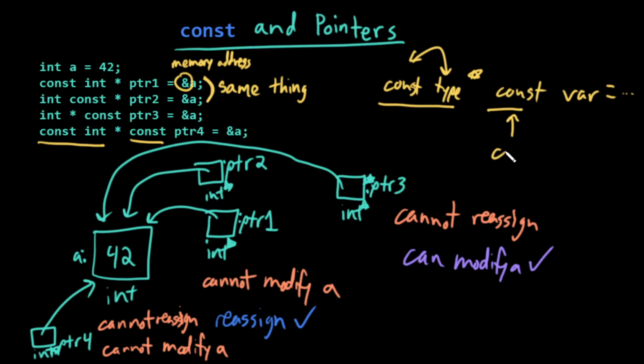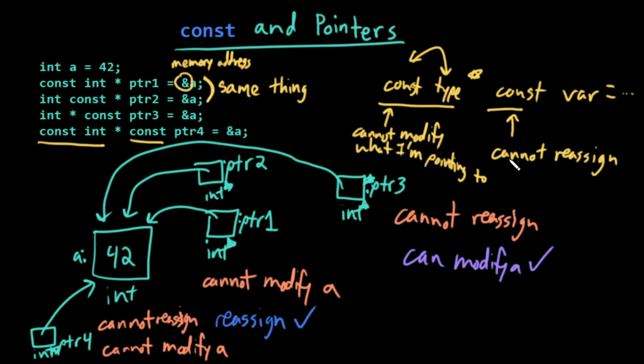It means I cannot reassign. And this const means that it's pointing to a const variable. So what it's pointing to is const, which means I cannot modify what I'm pointing to. It's pretty tricky, but just remember, if the const is on the right side of the star, I can theoretically modify it, but I just cannot reassign what I'm pointing to.